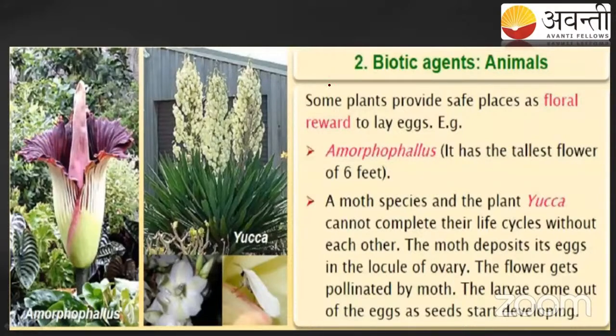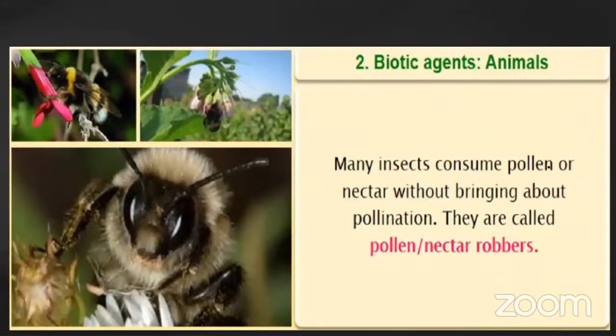Yeah, thank you. So now we will see these pollen robbers. So what do you mean by pollen robbers or nectar robbers? So the insects visit the flowers to have the nectar, or because of the bright colors or the fragrance, they reach the flower. After reaching the flower, they get some pollen grains, right? So those pollen grains, what do they do? Those pollen grains are going to be consumed by the pollinators or consumed by the insects, and that kind of insects are called pollen robbers.